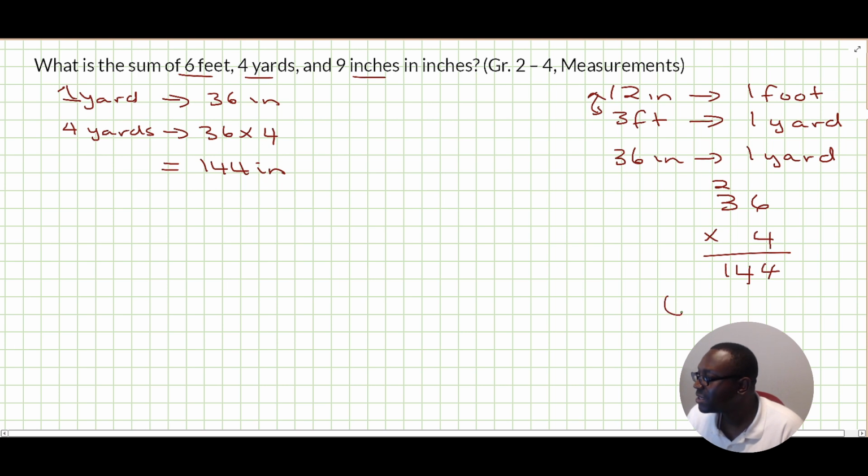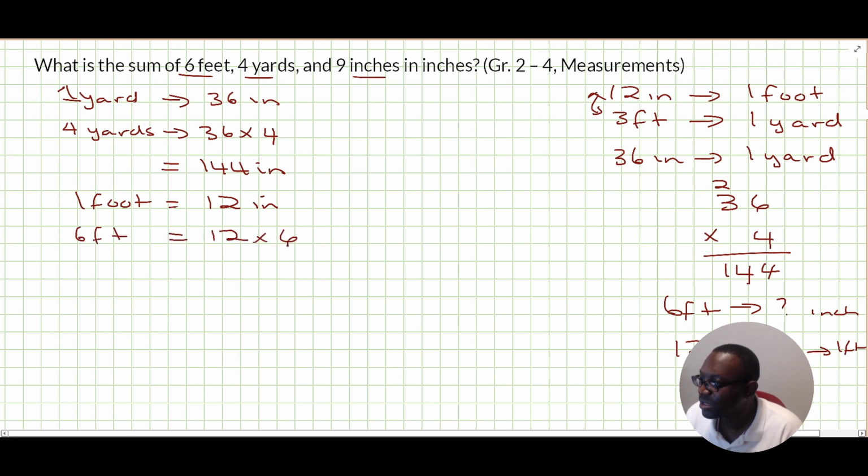Now we have 6 feet. We want to find out how many inches, right? So what you know for sure is that we have 12 inches in 1 foot. So let's go ahead and use that. 1 foot equal to 12 inches. 6 feet, we're just going to multiply 12 by 6, which is going to give us 72 inches. So now we have 6 feet in inches, 4 yards in inches, and we have 9 inches.